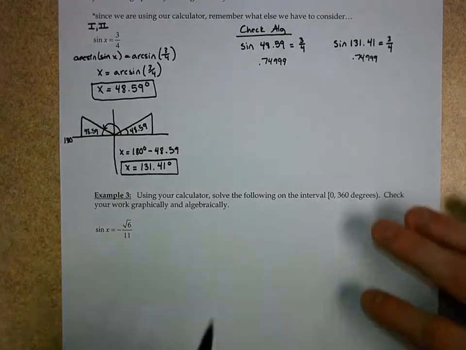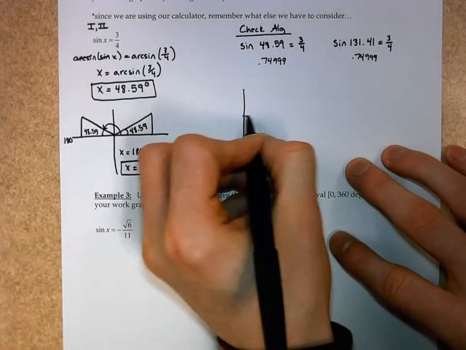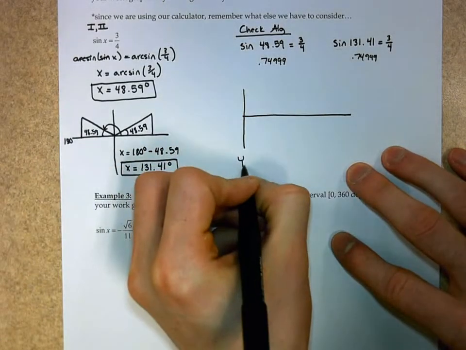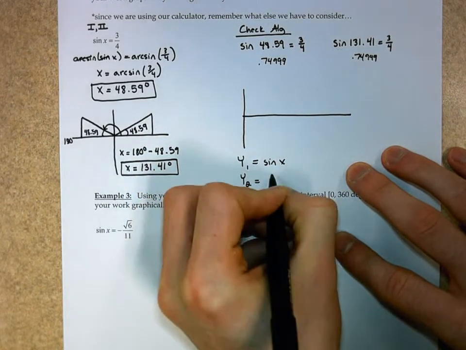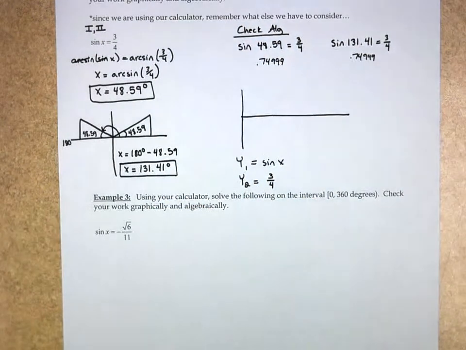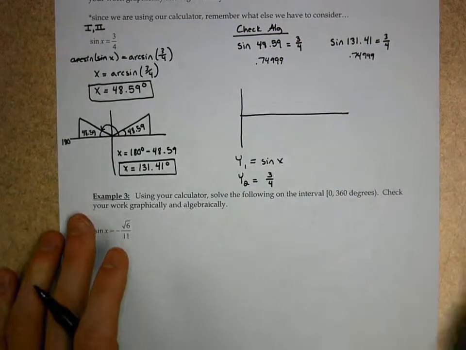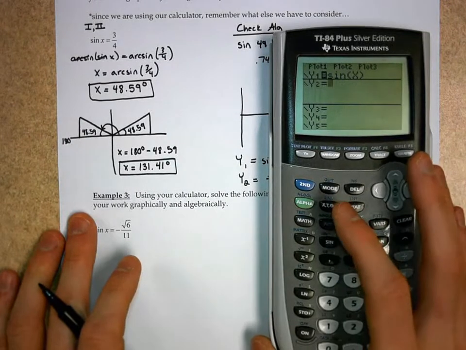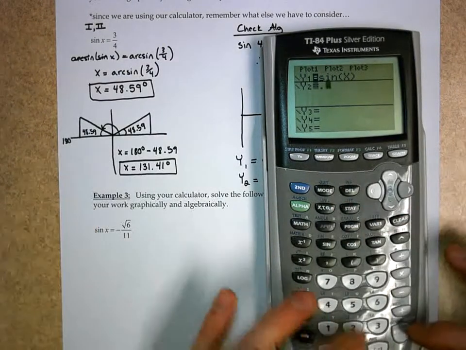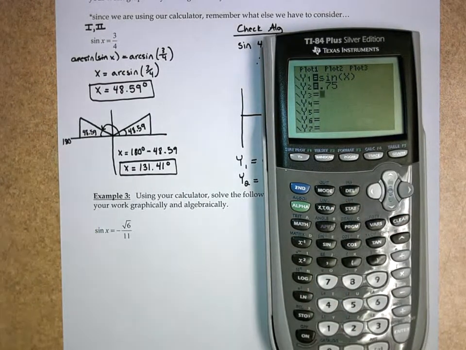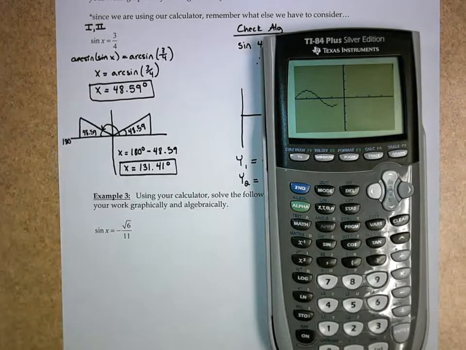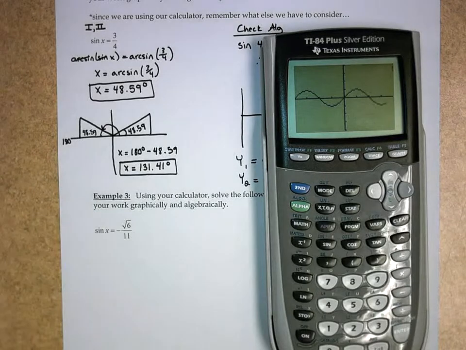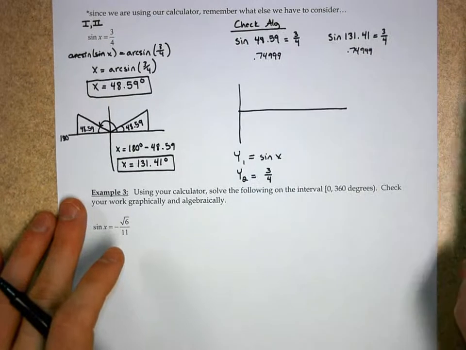And then to check graphically, we'll do the same thing that we did last time. y1 is going to be the sine of x. y2 this time is going to be 3/4. So we'll go back to our y1 and y2, and we'll do the sine of x and 0.75. And this time my window is still saved from the previous problem, so I don't need to go second zoom trig. And there's my graph.